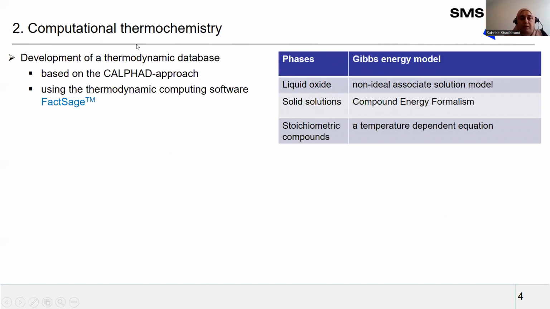So what we have done is that we cooperated with GTT and many other partners in the scope of a European project to develop the solutions by adapting computational thermochemistry to understand the dephosphorylation reaction better. And GTT have developed a thermodynamic database following the CaO-FeO approach using the thermodynamic computation software FactSage. And here I have listed the different Gibbs energy models for the solution phases and the stoichiometric compounds that we have used.